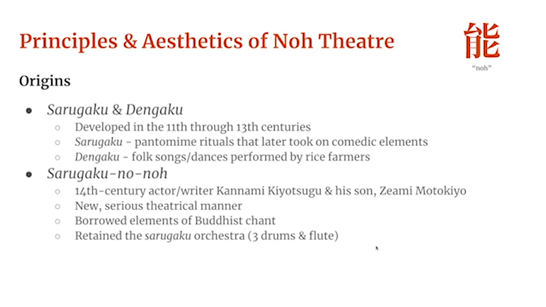Later on in the 14th century, father and son actors Kanami Kiyotsugu and his son Zeami Motokiyo wanted to create a more serious and elevated form of sarugaku. They enjoyed it, but they thought it was maybe a little too commonplace. They wanted it to be something that the elite could enjoy too, that the court might enjoy even. And they just wanted to tone down the comedic element a little bit and focus more on the dance and the actual acting.